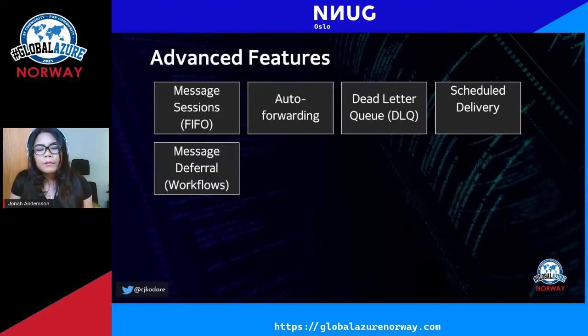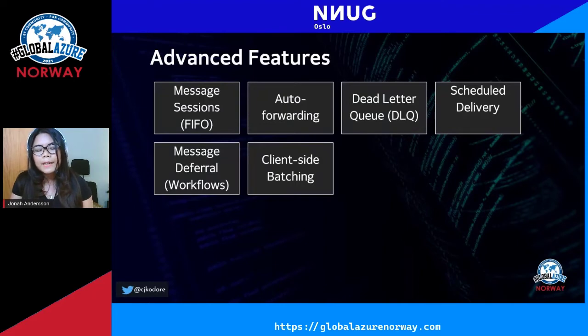So next one is message deferral. You can choose to defer your message before sending it, and this is ideal for workflows. So this is specific to that. And client-side batching means that you have the option, on the client side of both the queue and the topic, to send the messages in batches over a certain time frame. So that is a good feature as well.